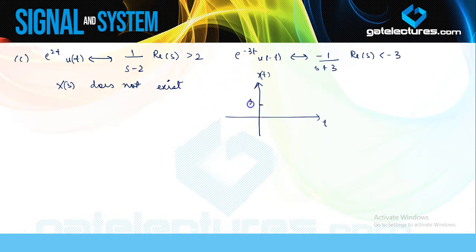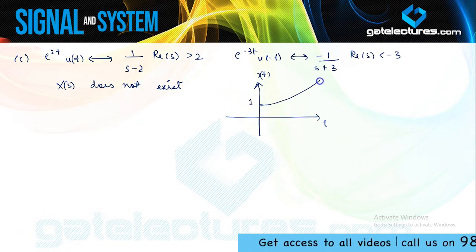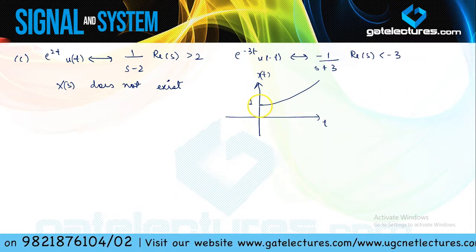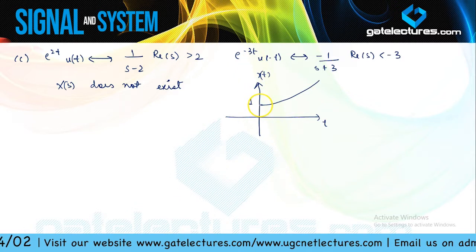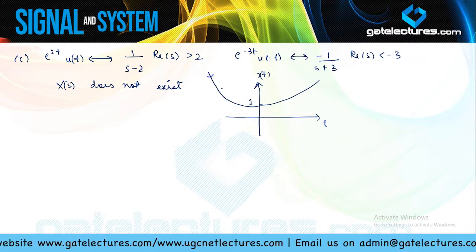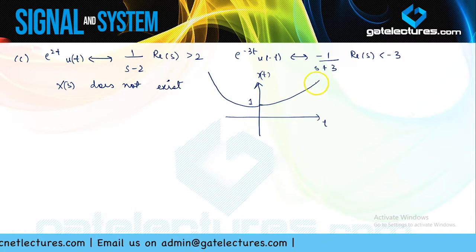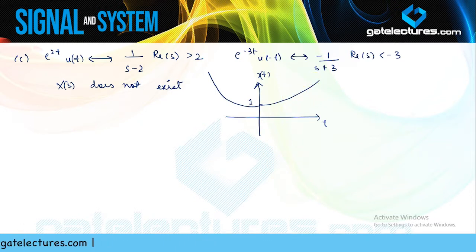This is going to have value 1 for t equal to 0 and then increase exponentially. Similarly, this signal is going to have value 1 at t equal to 0 and then increase exponentially. Now see, this signal is not a stable signal. This is not an absolutely integrable signal. That is why, since this signal was not absolutely integrable or stable, its Laplace transform does not exist.